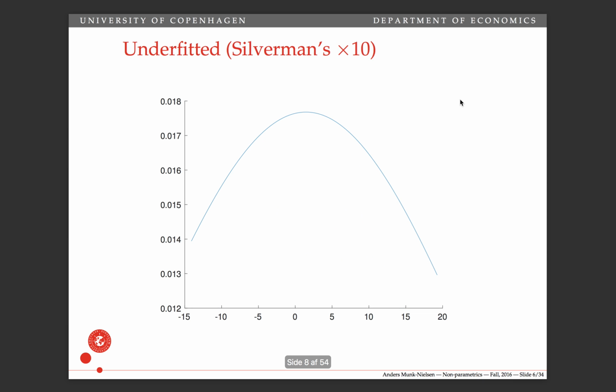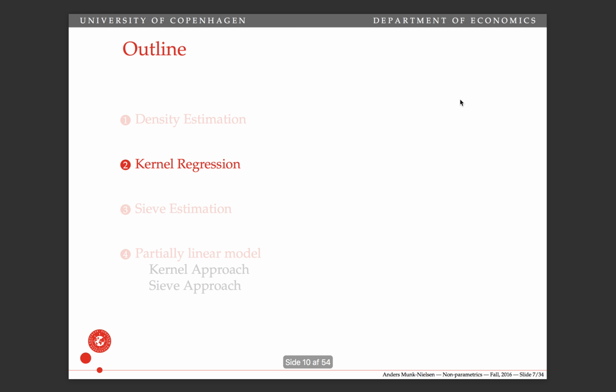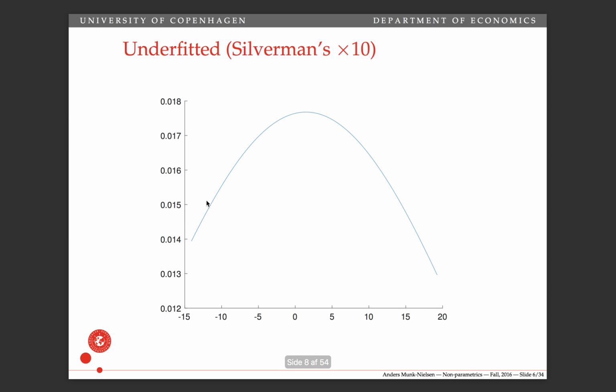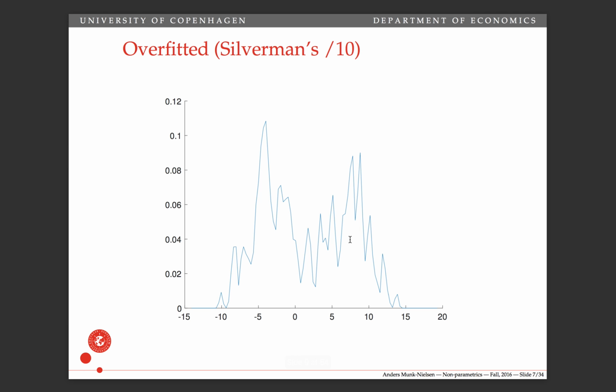We don't like either of these two here. And this is much neater in a sense. So this one smooths out the data way too much. We're going to call that underfitting, and this one here overfits the data in the sense that it's way too jittery. We don't think that the true underlying process looks like that.